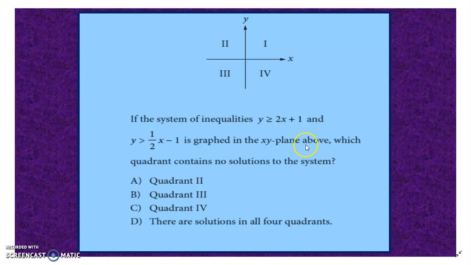The question is, if the system of inequalities y is greater than or equal to 2x plus 1 and y is greater than half x minus 1 is graphed in the xy plane above, which quadrant contains no solutions to the system? A. Quadrant 2, B. Quadrant 3, C. Quadrant 4, and D. There are solutions in all four quadrants.